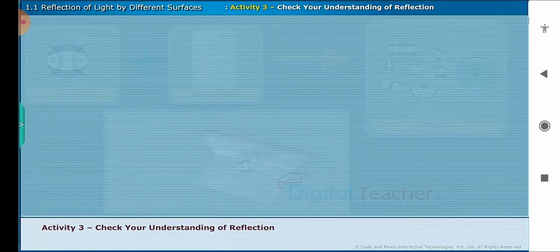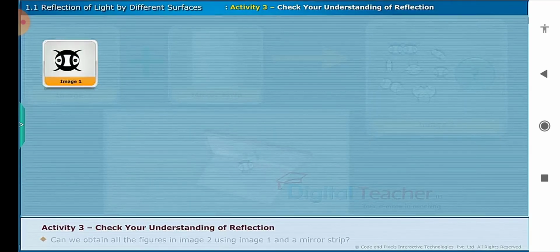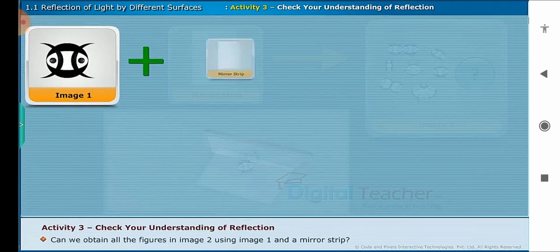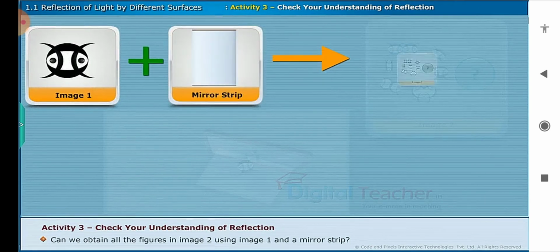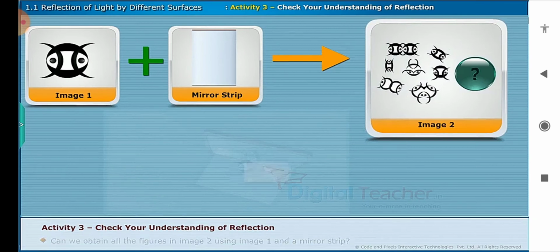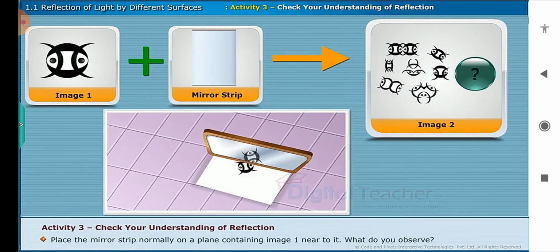Activity 3. Check your understanding of reflection. Can we obtain all the figures in image 2 using image 1 and a mirror strip? Place the mirror strip normally on a plane containing image 1 near to it. What do you observe? The image of the object is formed on the mirror due to the phenomenon of reflection. It is governed by certain laws. Let us now do an activity to verify these laws of reflection learnt in lower classes.